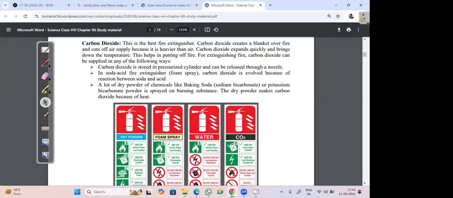The third one is dry powder. A lot of dry powder of chemicals like baking soda, sodium bicarbonate, or potassium bicarbonate is sprayed on the burning substance. The dry powder makes carbon dioxide because of heat. There is no reaction happening inside the cylinder when the powder is sprayed. Because of the heat, it changes to carbon dioxide, so it is able to extinguish fire.